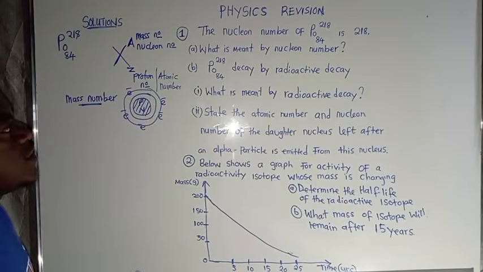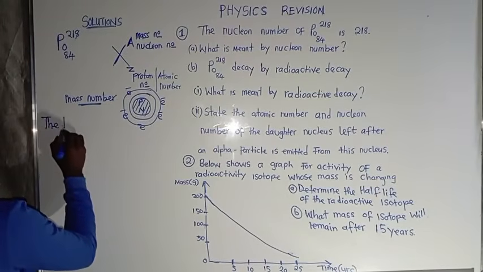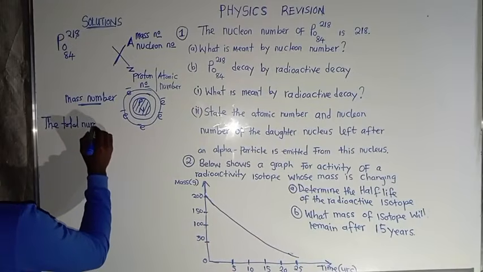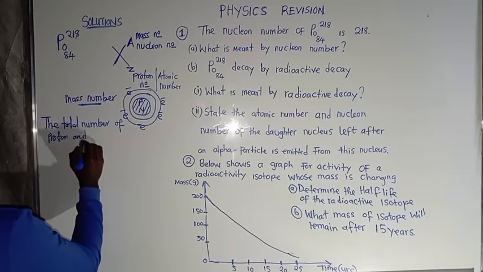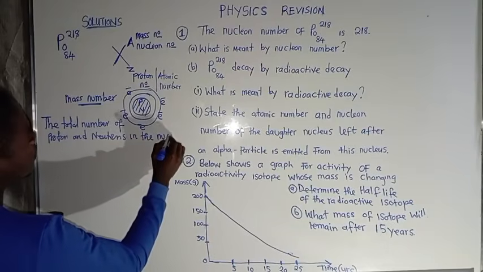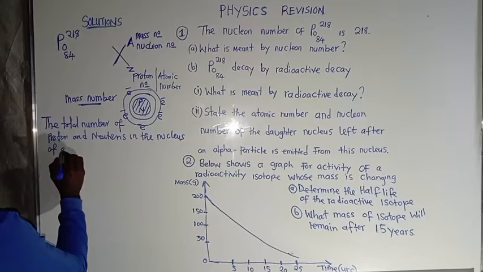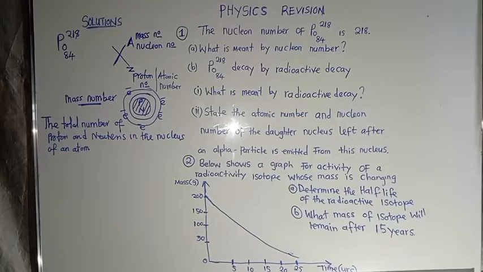So if I ask you what is meant by nucleon number, this is just the total number of protons and neutrons in the nucleus of an atom. This is what you need to understand. So mass number or nucleon number is just the total number of protons and neutrons in the nucleus of an atom.